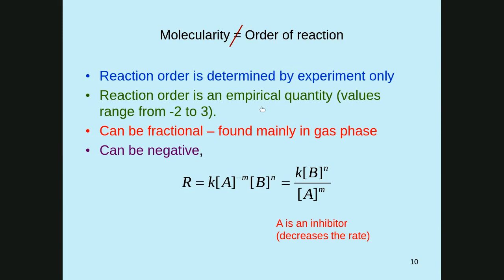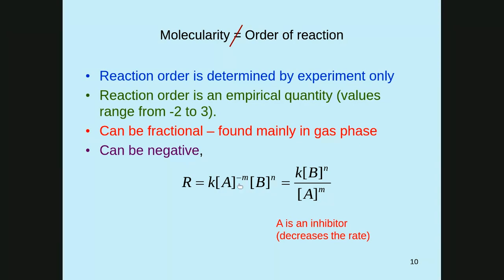Now, reaction order, therefore, is found empirically. So by clever experimentation, you can tease out that information, find out what those indices are, the m and the n, for example, in that particular form of the rate equation. And you can have fractional values, those indices as well. And that occurs mainly for reactions in the gas phase, for example, between hydrogen and chlorine. And you can also have negative indices.